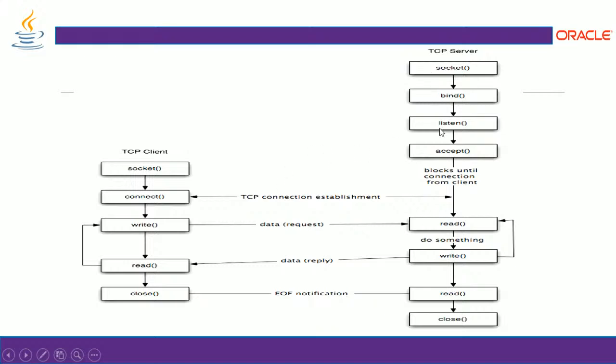Socket, bind, listen, accept, and once the server is running, the client will contact and create a request connection to the server. Once the connection is established, sharing the same IP address and port number, they will follow the communication with reading and writing methods, and once the connection is done, they will close the socket connection.